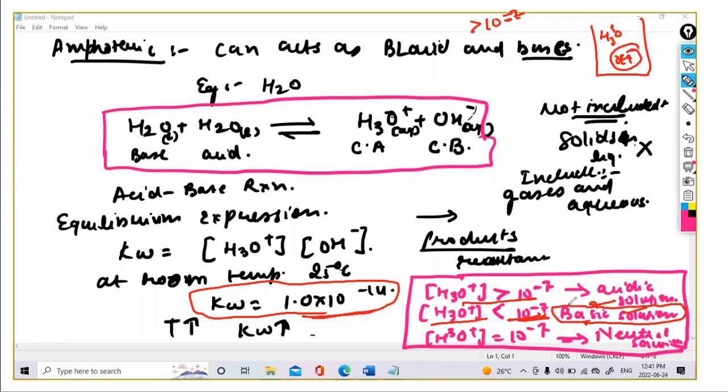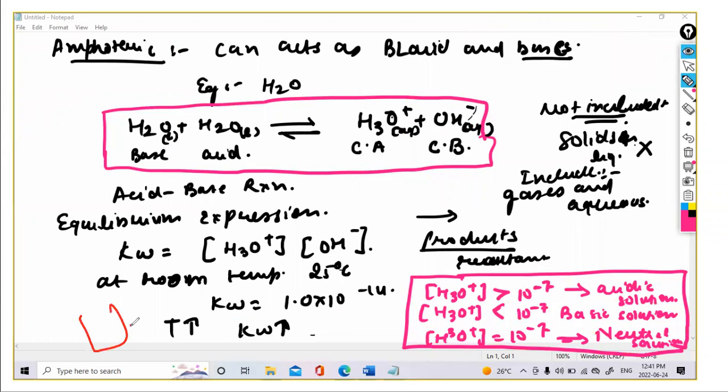Next, if your hydronium ion concentration is equal to 10 to the power minus 7, then we call that solution a neutral solution. In a neutral solution, the hydronium ion concentration is equal to the hydroxyl ion concentration. And the next thing we want to learn is if you increase the temperature of water, what will be the impact on Kw? It will also increase. So the value of Kw will increase.